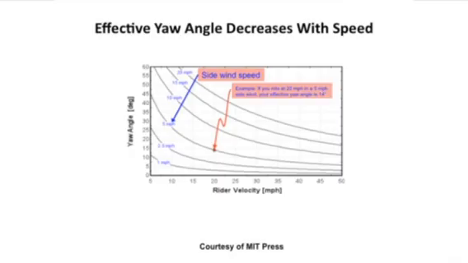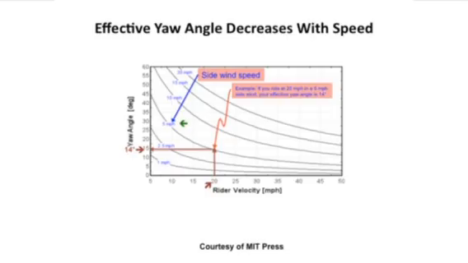interestingly, decreases with speed. I'll walk you through this diagram here. We see here a blue arrow indicating side wind speed, and that line represents a side wind of 5 miles an hour. And my example there says if you ride at 20 miles an hour in a 5 mile an hour side wind, your effective yaw angle is 14 degrees. So if I'm riding 20 miles an hour and 5 mile an hour side wind, I go from 20 up to that point and go left when I hit the line, and I get a yaw angle of 14 degrees.